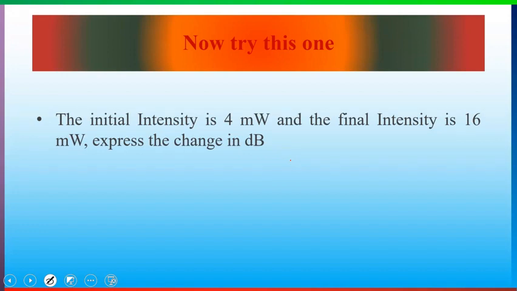So this is an increase in intensity, a twofold increase by a factor of 2, right? So intensity was increased from 4 to 8, and then from 8 to 16. In both steps there was an increase by a factor of 2, and initially it was 3 decibel, then it was again 3 decibel. So 3 decibel plus 3 decibel is equal to 6 decibel. So any change in intensity from 4 to 16 will be 6 decibel.